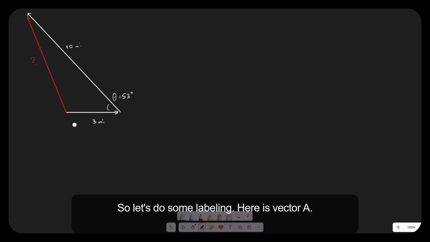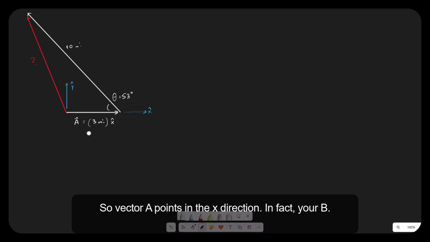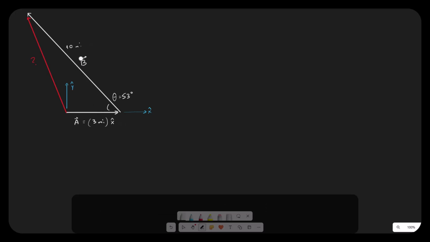So let's do some labeling. Here is vector A, and that is 3 miles in the x direction. I am saying, let's let my x direction be horizontal and my y direction be vertical. So vector A points in the x direction. Vector B, well, that's got some stuff going on. And vector C, I don't even know what to do with that yet.